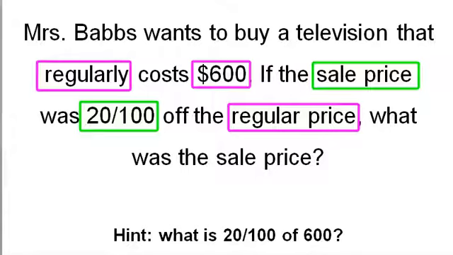We're trying to figure out what the sale price is. The first thing I want you to ask yourself, if you're shopping and something is on sale, is: is it going to cost more than the original price or less than the original price? If something's on sale, we know that we're getting a better deal, which means that our cost is actually going to be less.